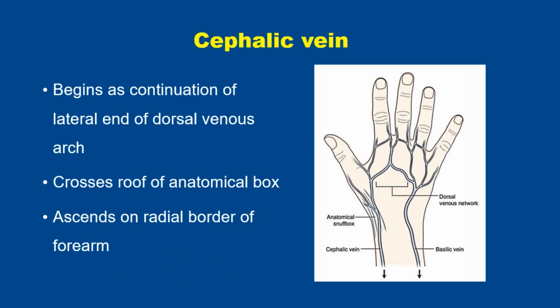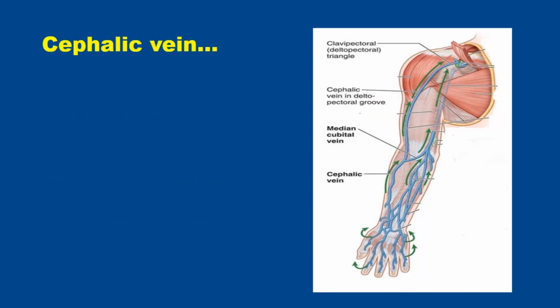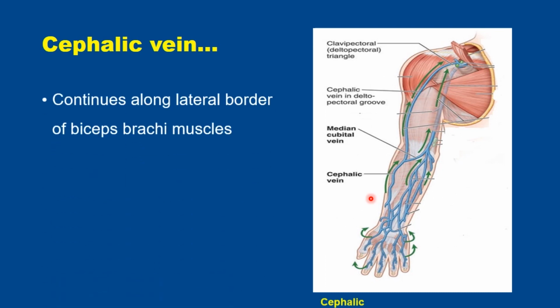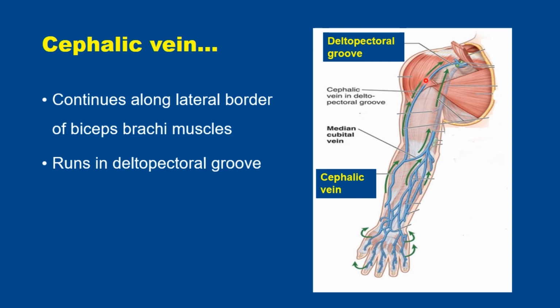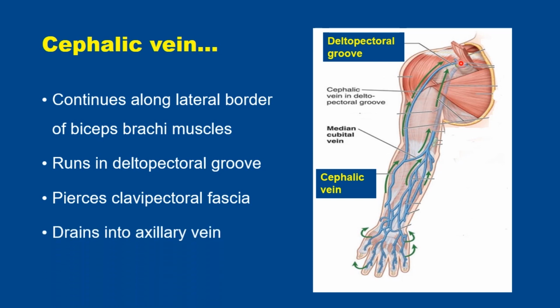It ascends on the radial border of the forearm. Then it continues along the lateral border of the biceps brachii. Here we can see it continues along the lateral border of the biceps brachii muscle and runs in the deltopectoral groove. This is the deltopectoral groove, and it pierces the clavipectoral fascia. This is the clavipectoral fascia which is pierced by the cephalic vein, and finally it drains into the axillary vein.